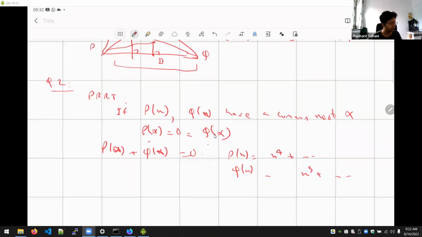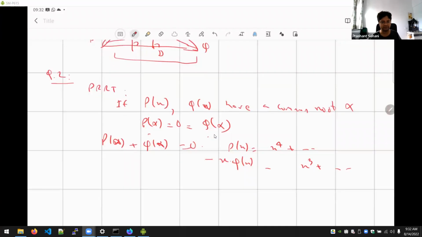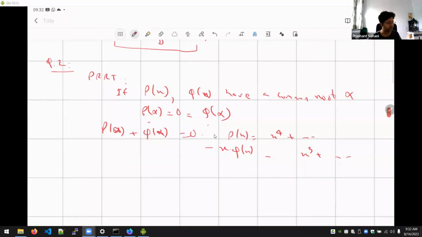So what you can do is P of x minus x times Q of x. If you do that, the x raised to 4 will get cancelled, and you will be left with, I think, another 3rd degree polynomial. And what is important to note again is that if alpha is a root of P of x and Q of x, then it is going to be a root of R of x also, right?